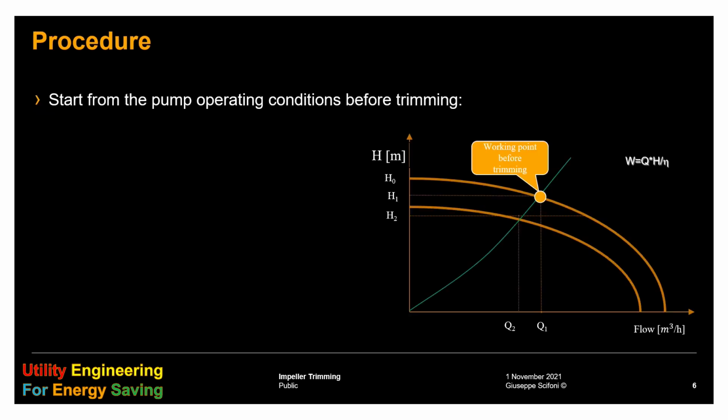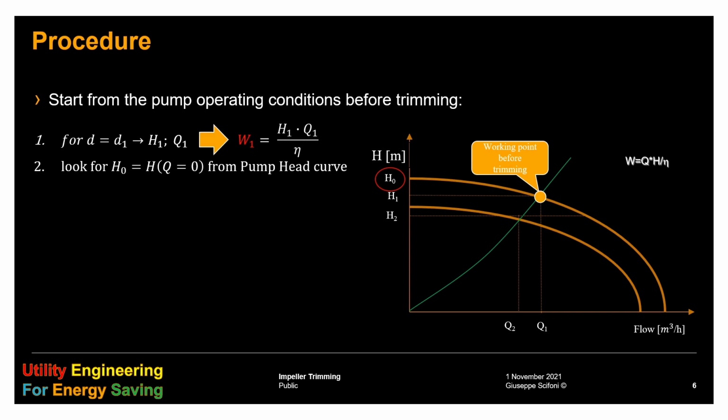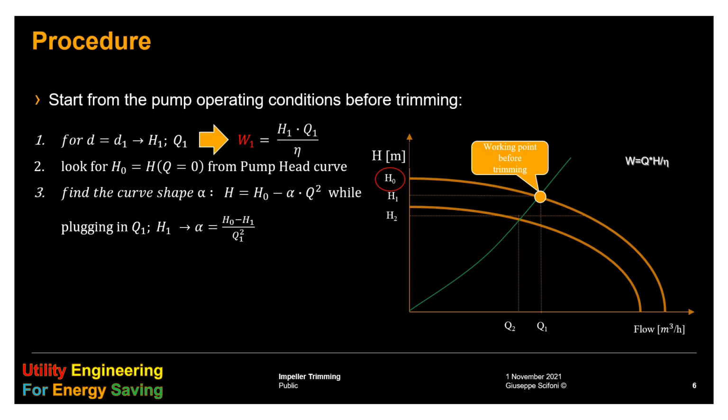We start always from the operating conditions before the trimming. The pump is working with a defined head and flow that is at the intersection between its curve and the load curve. For this condition, we can also estimate the power demand. Now we get from the pump curve the head at no flow, H0, so that we can write an analytical approximation formula for it: H0 minus alpha times Q square. It is a parabola. By plugging in the values of Q1 and H1, we get the value of alpha. That is a sort of curve shape.